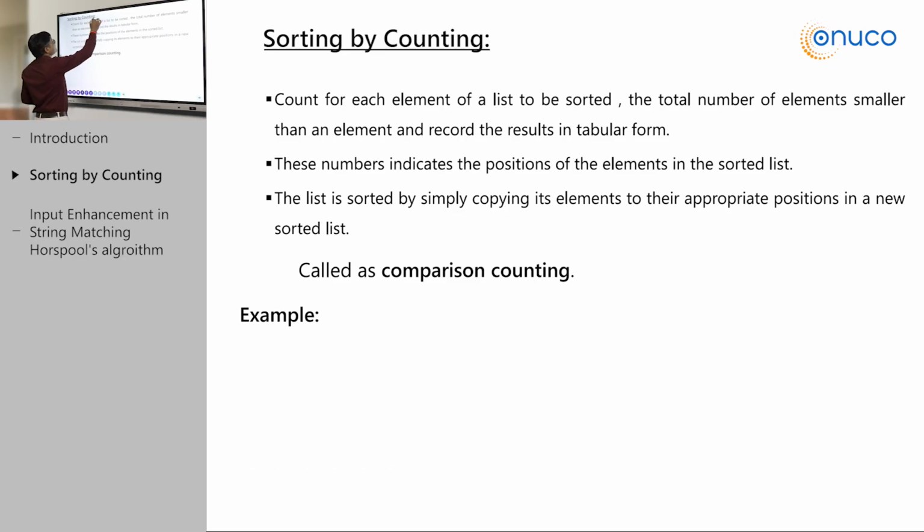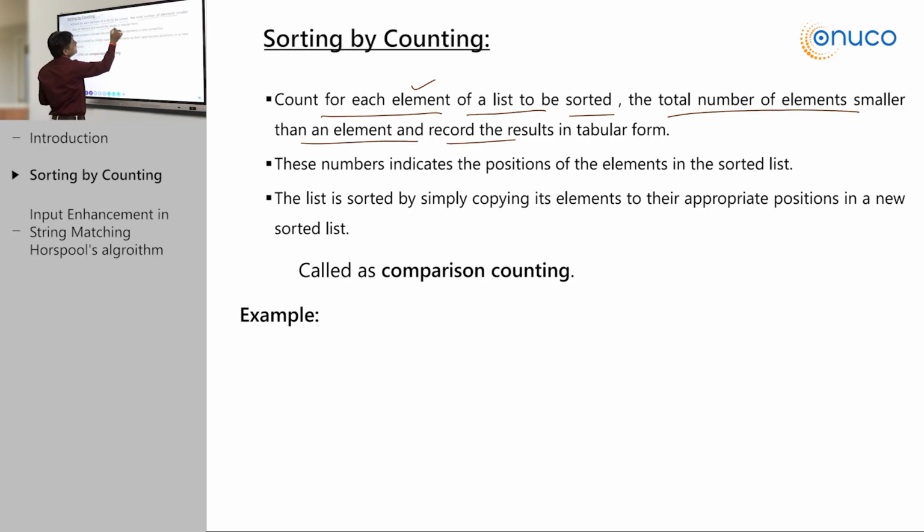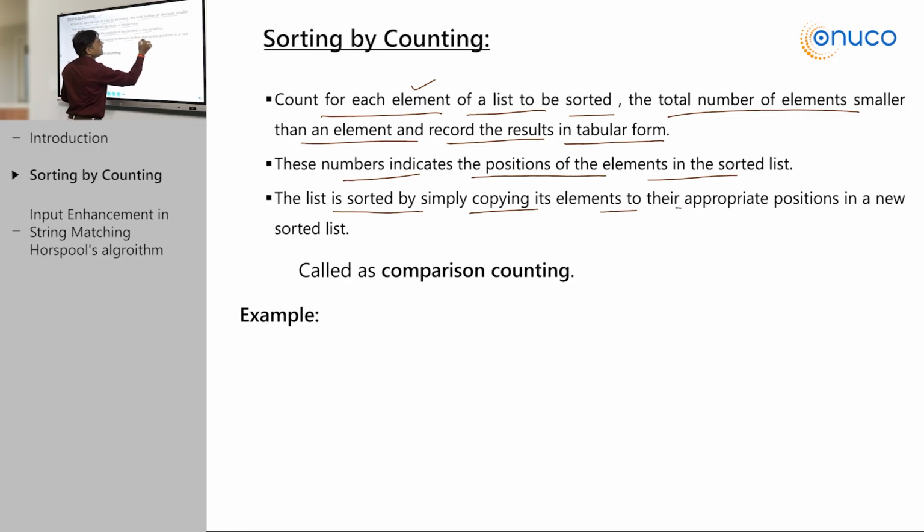The first algorithm you are going to learn from space-time trade-off is sorting by counting. Count, for each element of a list to be sorted, the total number of elements smaller than it, and record the results in tabular form. We'll see with an example. These numbers indicate the position of the elements in the sorted list. The list is sorted by simply copying its elements to their appropriate positions in a new sorted list. This is called comparison counting. It means sorting by counting can also be asked as comparison counting.